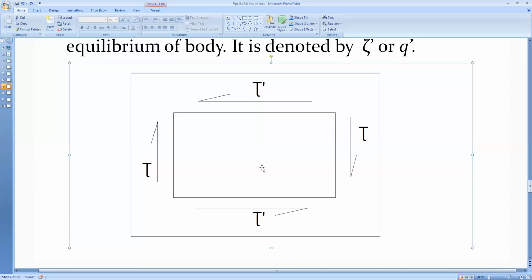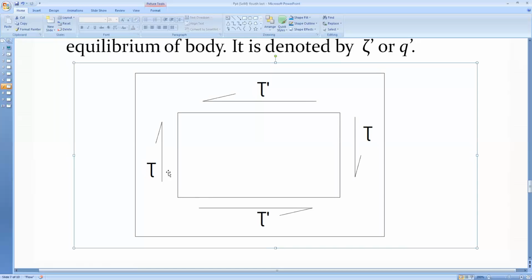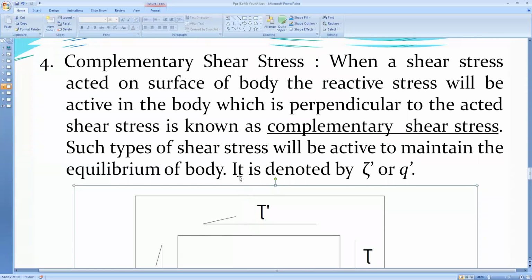There is a creation of active couple acted on the face A to D as well as the B to C. So this is the active couple. When such an active couple gets acted on the body, there is a creation of the reactive couple, which is denoted as tau dash, as shown in this figure, created to resist the active couple. Such a reactive couple is known as the complementary shear stress.